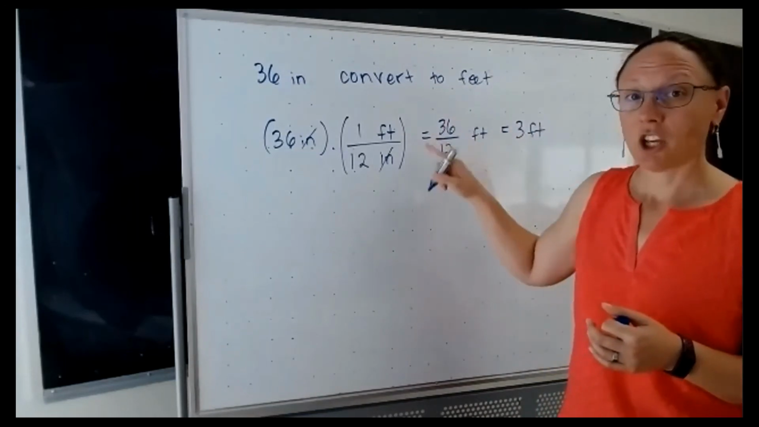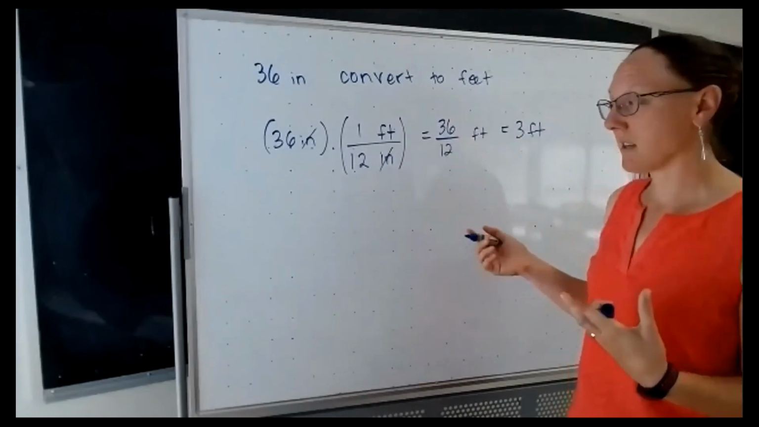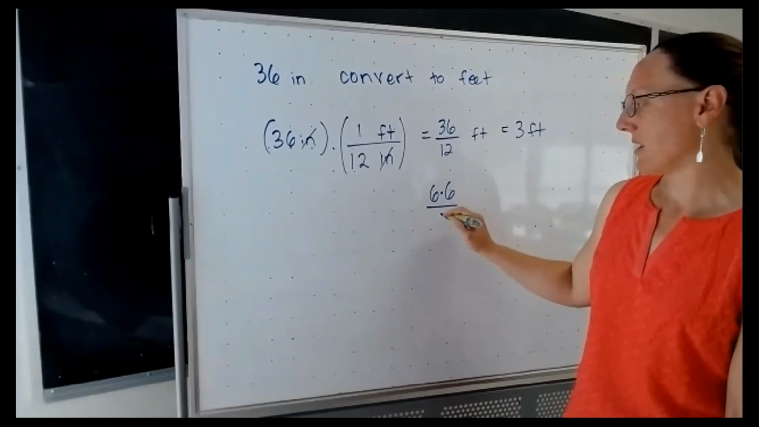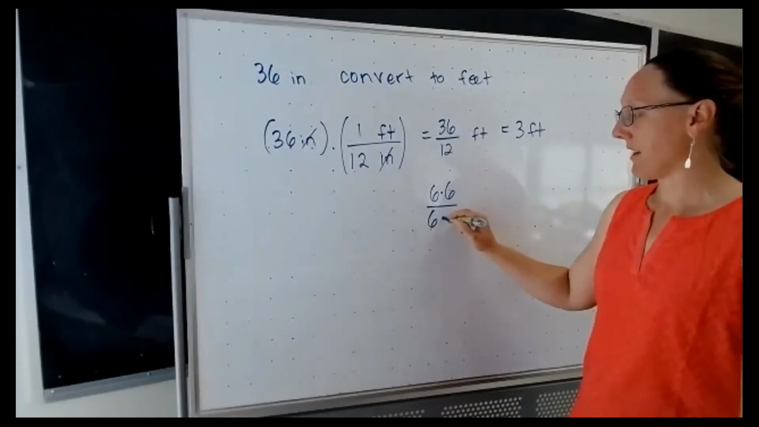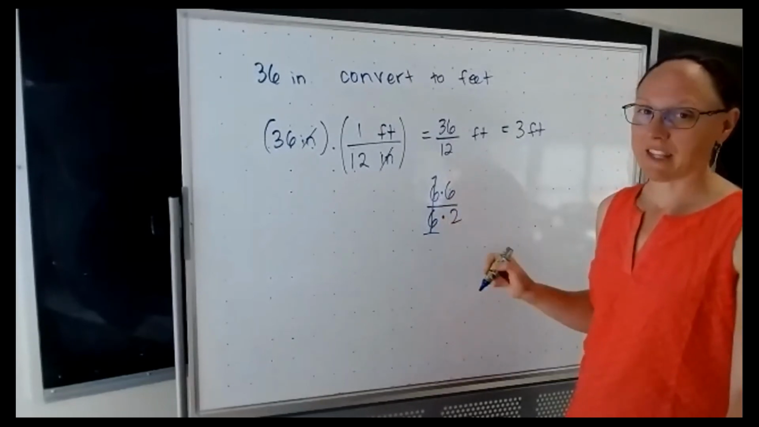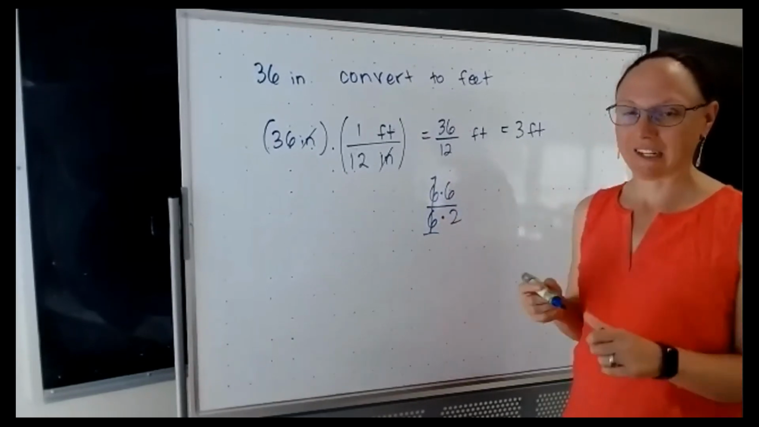If not, you can always break these up into smaller pieces. So that 36, I might think of as 6 times 6. And then if I think of 12 as 6 times 2, then I can get rid of that. And then 6 divided by 2, you can probably get to 3 in your head.